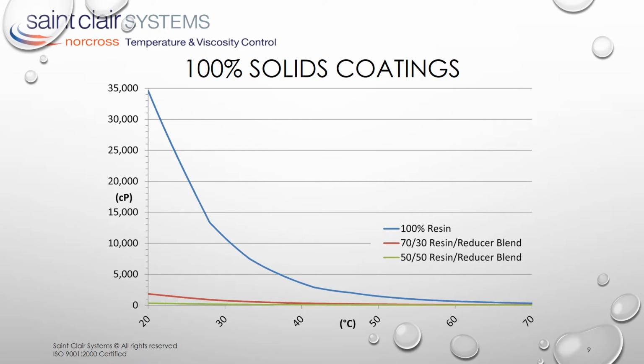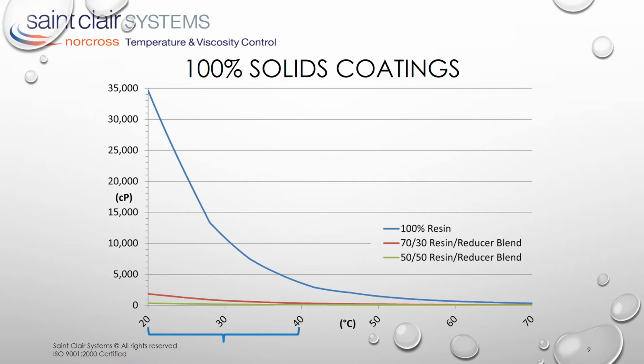This shows the curves for a typical UV cure coating in its pure state and when blended with monomer reducer at 70-30 and 50-50 ratios. We can see the high viscosity of the resin and the dramatic effect of temperature on that viscosity. Looking only at the normal ambient range of 20 to 40 degrees C, the Valspar solvent-borne paint we looked at earlier displays a 2.5 to 1 change in viscosity as compared to 10 to 1 for this UV resin.